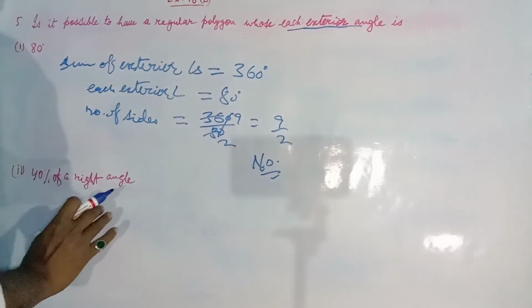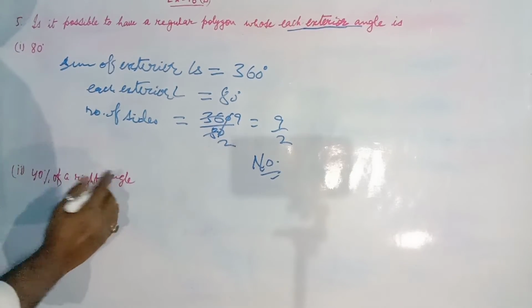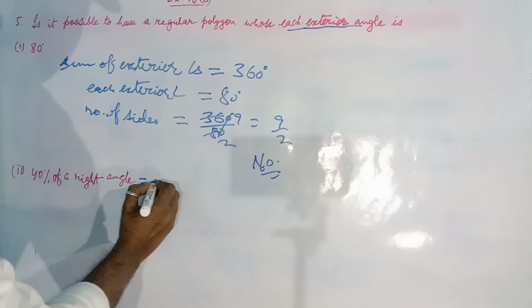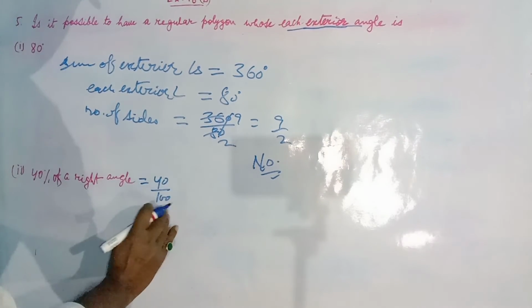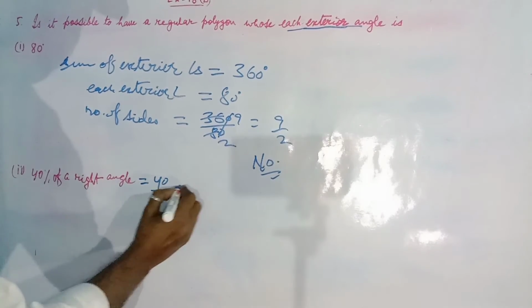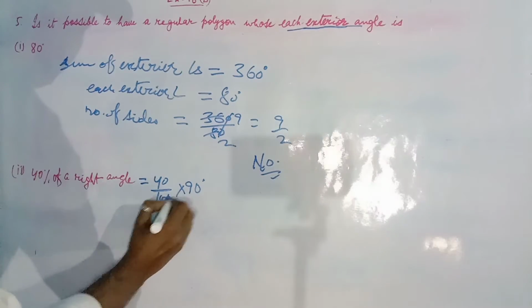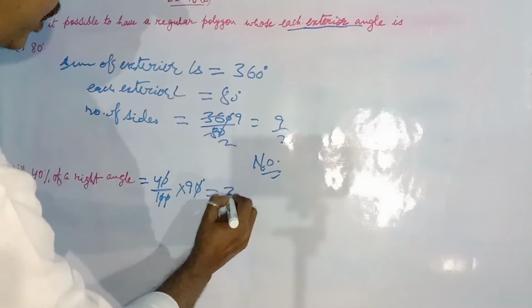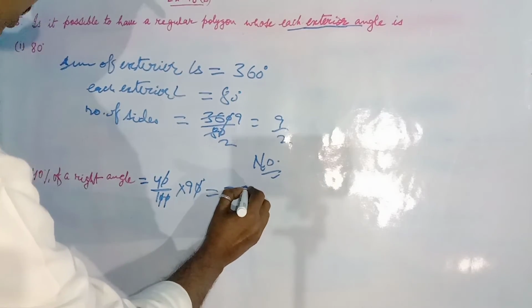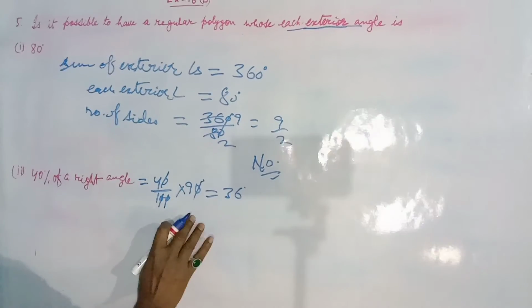Now in the second part of the question, each exterior angle is given as 40% of a right angle. First we will find 40% of a right angle. Then 40 by 100, we have to remove the percent, so 100 divided by 100 into right angle, meaning 90 degrees. Then cancel the zeros. See, 4 nines are 36, meaning 36 degrees of a right angle, 36 degrees will be each exterior angle.